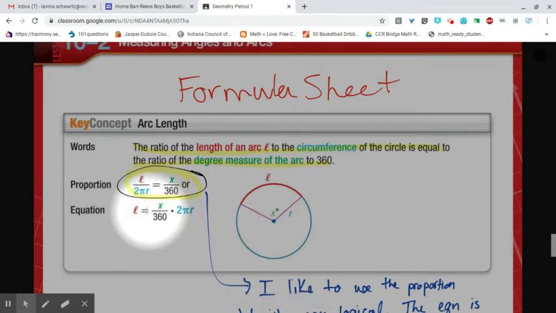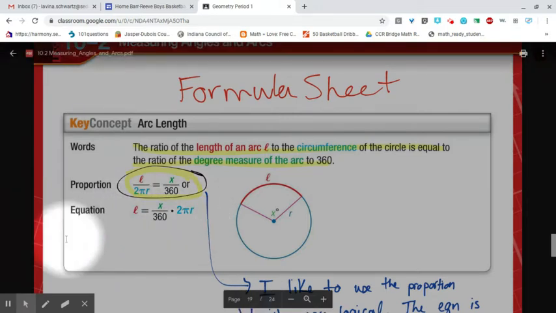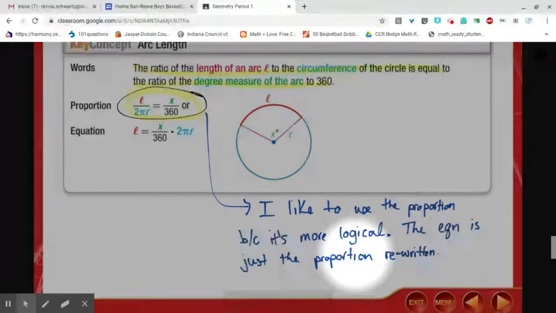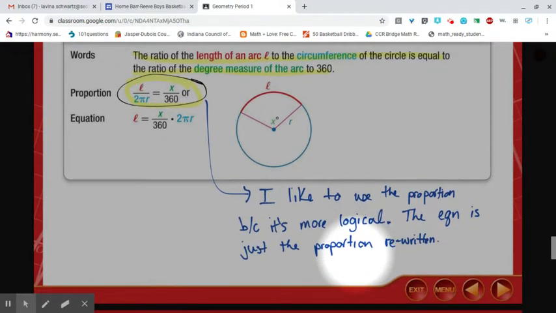Okay? This equation is derived from that proportion. I see many high school students liking that equation. The equation doesn't necessarily make as much sense as that with the picture as the proportion does. So I choose the proportion because it makes sense. It's more logical.